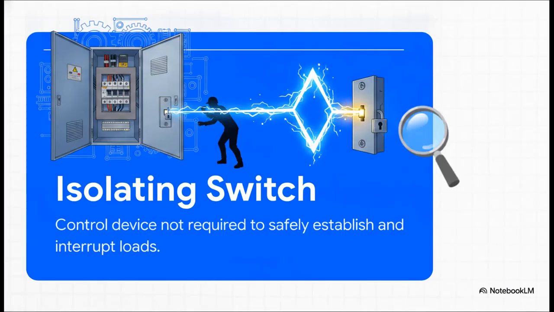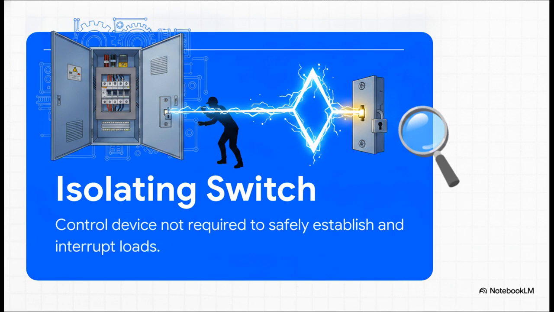And that brings us to another favorite exam topic, the isolating switch. Under Rule 14-400, this is literally the only control device not required to safely establish and interrupt loads. Always remember that isolating switches are not designed to break current under load. If you open an isolating switch while a motor is running under full load, you risk pulling a massive, dangerous arc that could just blow up right in your face.